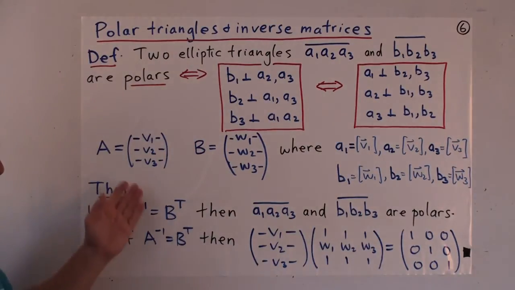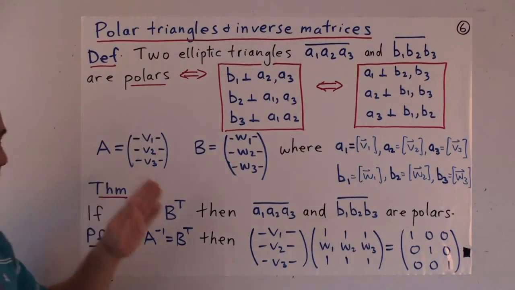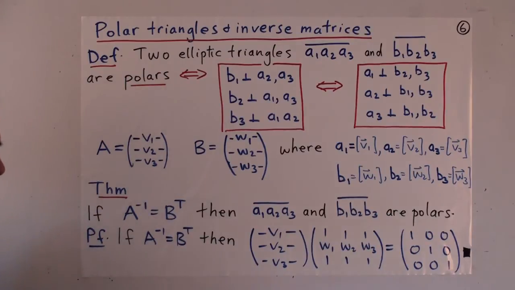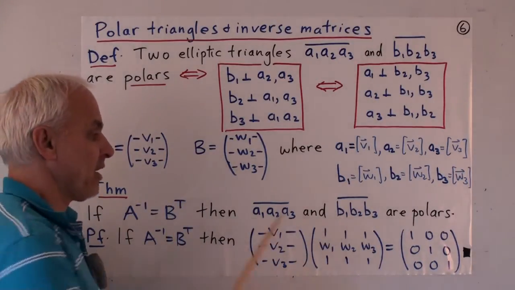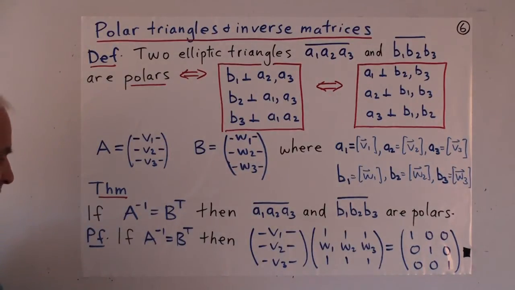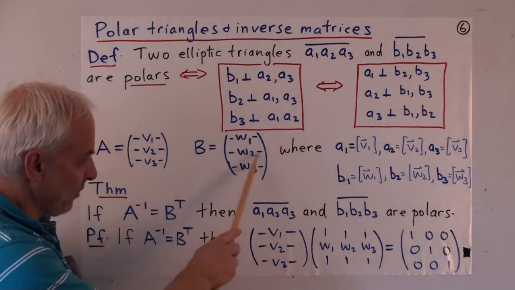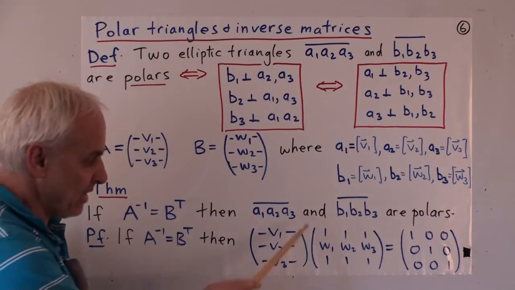Then we have the following result that connects this idea of polarity to the notion of matrix inverse. It says that if the inverse of this matrix is the transpose of B, so if A inverse equals B transpose, then the two elliptic triangles are polars. All right, and the proof. Well, if A inverse equals B transpose, then it means that if you take the matrix A and multiply it by B transpose, and here's B transpose, what you get when you write the vectors W1, W2, W3 down the columns.